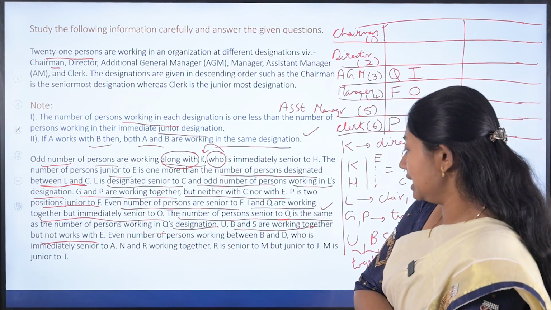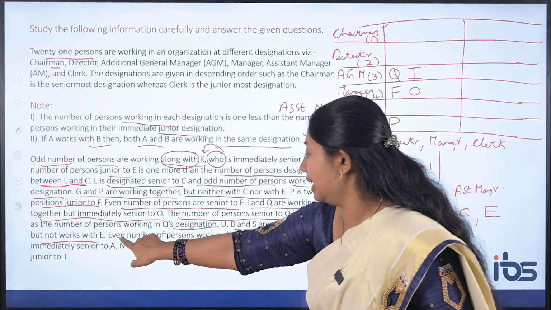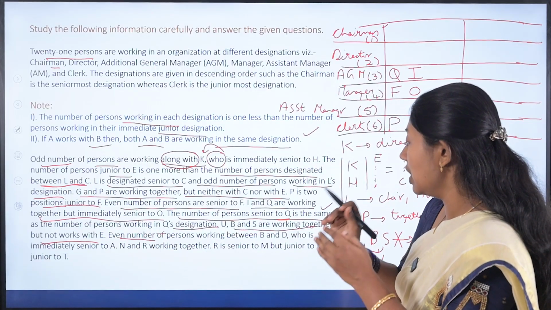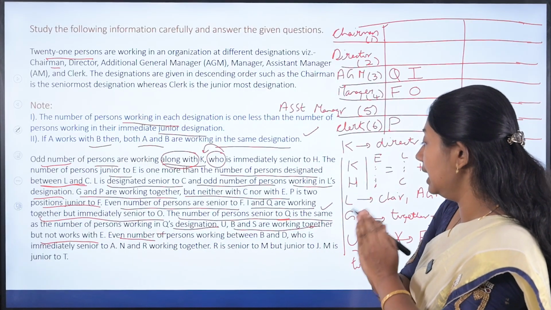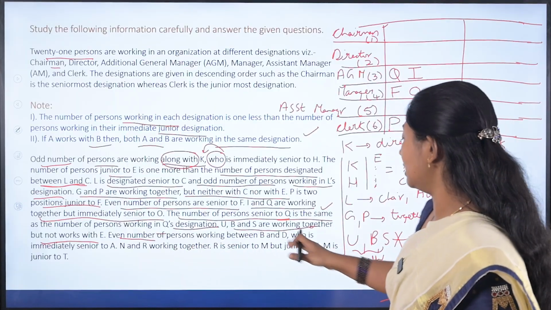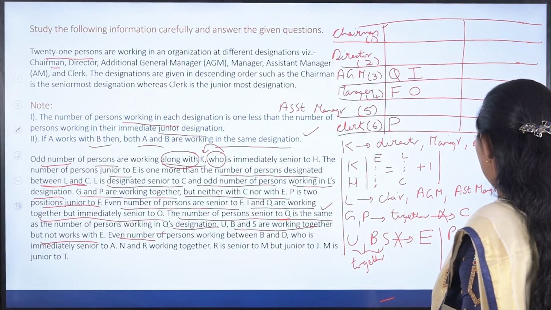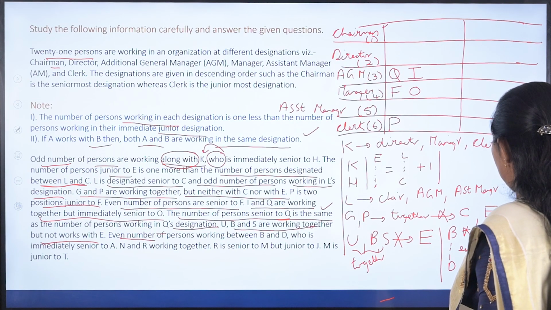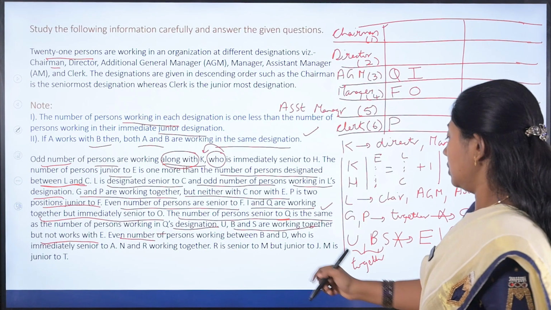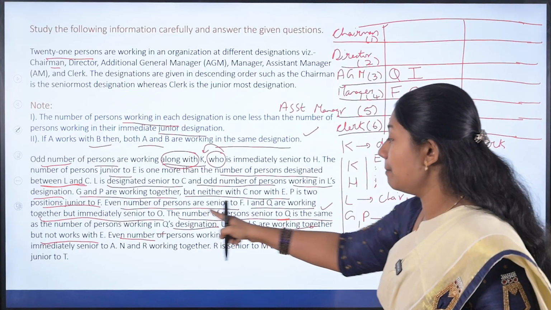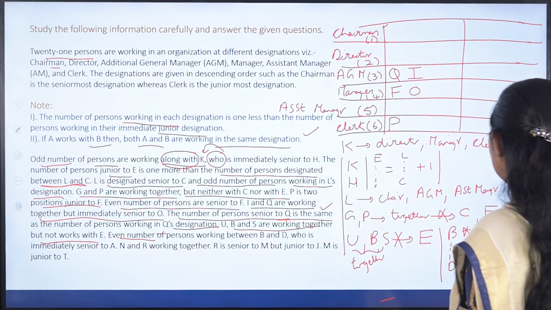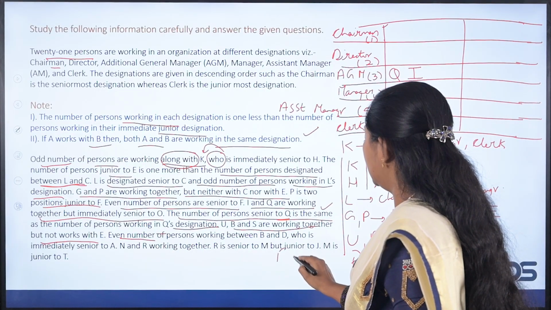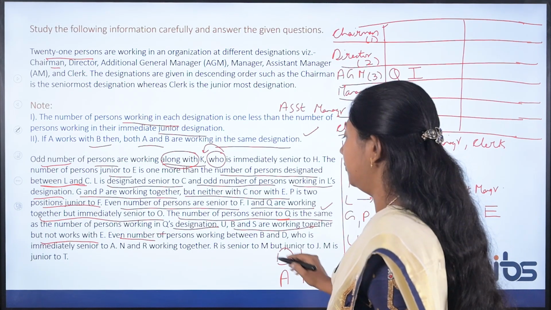Even number of persons working between B and D. Next slide. Even number of persons are working between B and D. So B and D, even number of persons, and D is immediately senior to A.